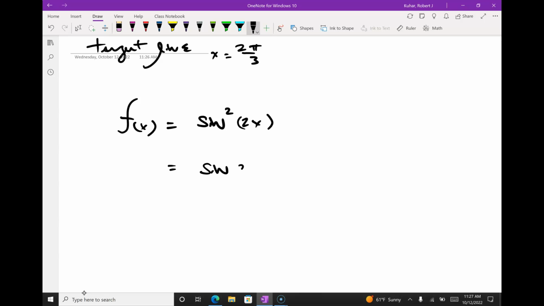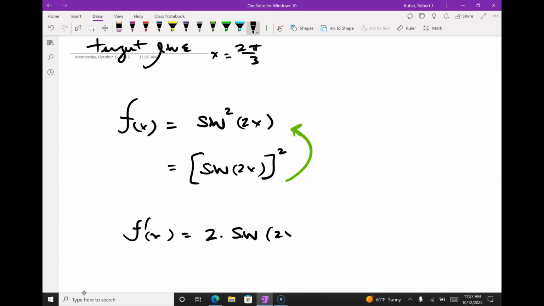So this is really thought of like this, but we write it this way just for sake of writing less. So the outside function is something squared. What's my derivative of something squared? 2 times, right? x squared is 2x. So I get 2 times the sine of 2x.